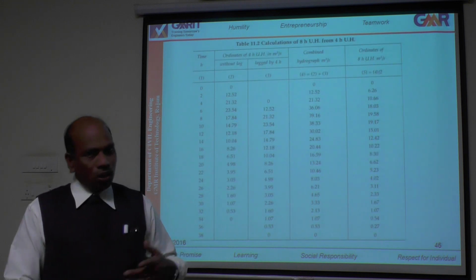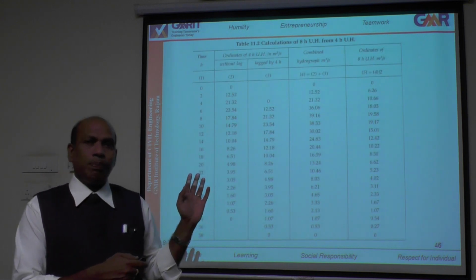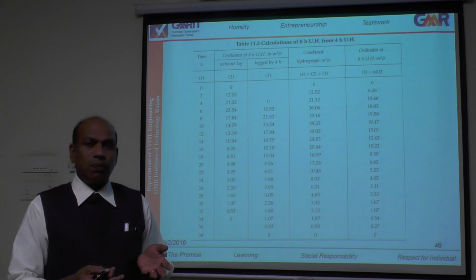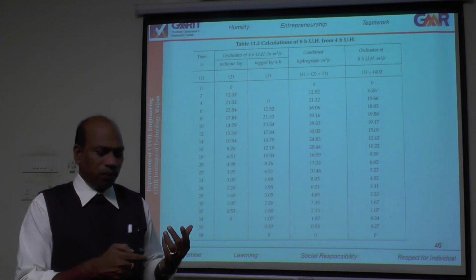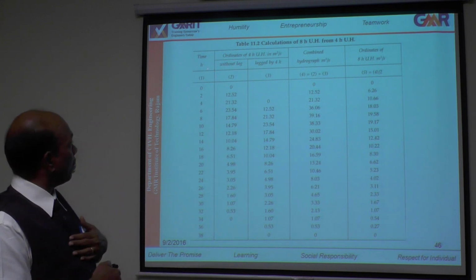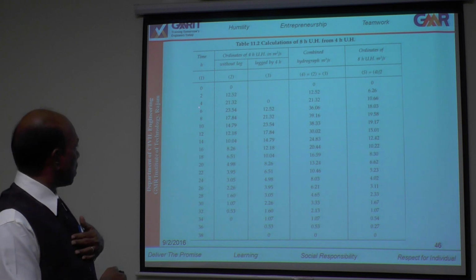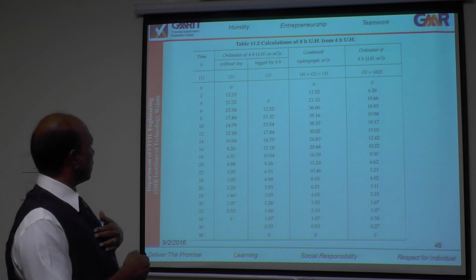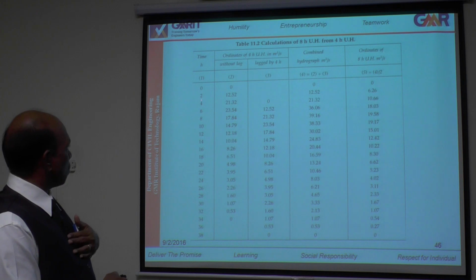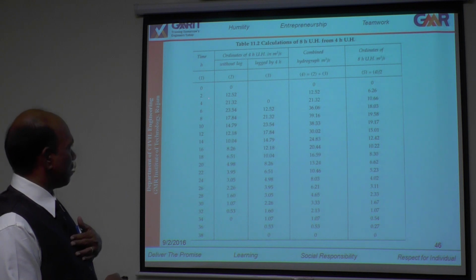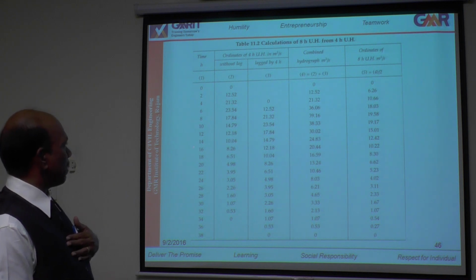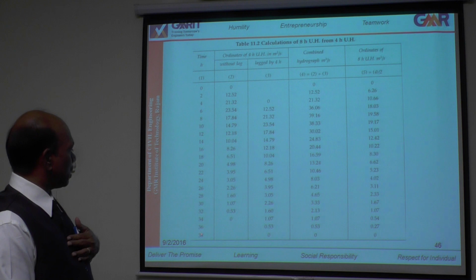Right. We already discussed how to construct a unit hydrograph from a given unit hydrograph. Here they have given the 4 hours unit hydrograph. This is the base period: 0, 2, 4, 6, 8, 10, like that. Here the time interval is 2 hours. Right? These are the base period.